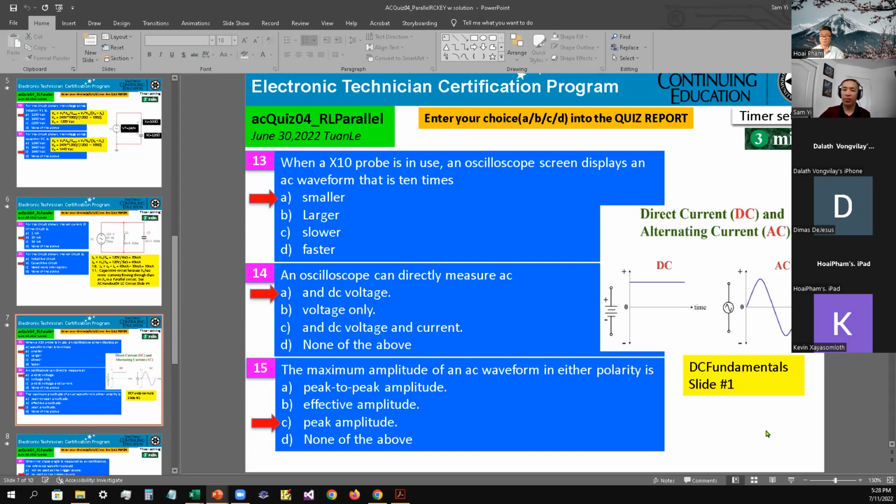Any question number 13, 14, or 15? Okay, no question. Next set.